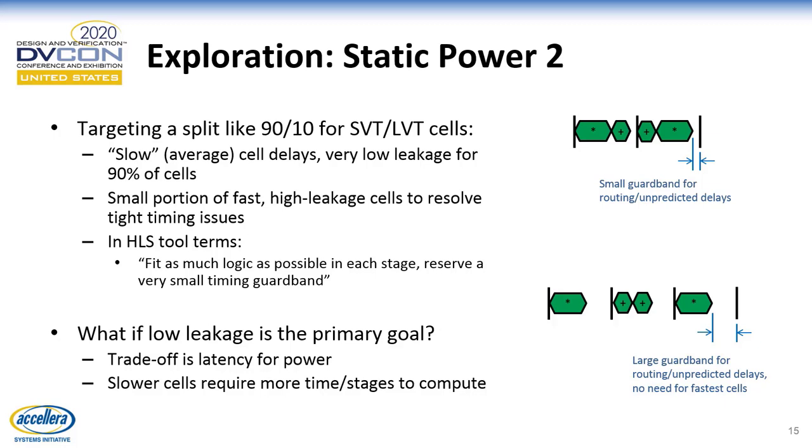This means most of your operations use slow cells, and if it gets a little tight, some LVT cells sneak in. If low leakage is the primary goal, we keep a larger guard band here. So what this means is if routing, anything here adds some unpredicted delays, well, we left lots of room for that. We shouldn't have to go to the LVT cells from that point.